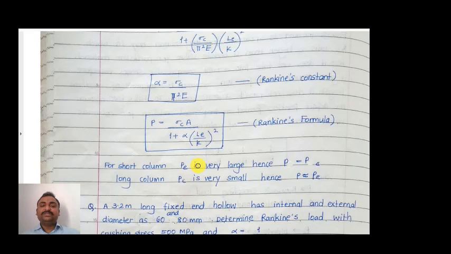When the length of a short column is very small, in that case the crippling load is equal to the compressive load only.